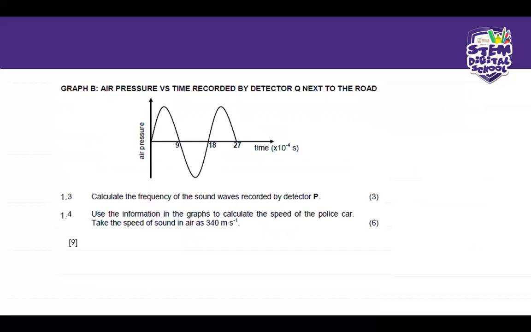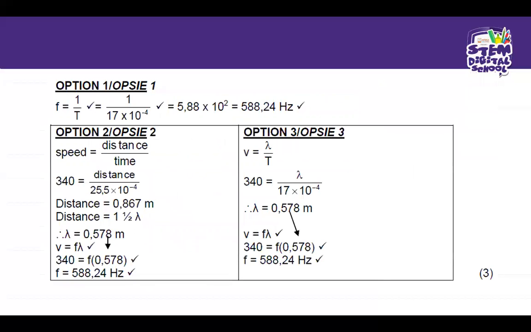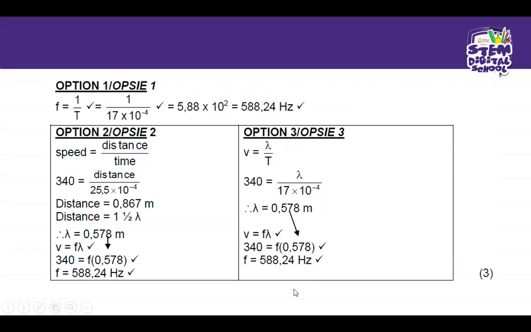Okay. So what they want to know here is 1.1.3, which says calculate the frequency of the sound wave recorded by the listener. So we are here. There are three options that we can use to calculate the frequency, right? I've written them all down so that we can have options, okay? Because there are many ways to kill the cat.